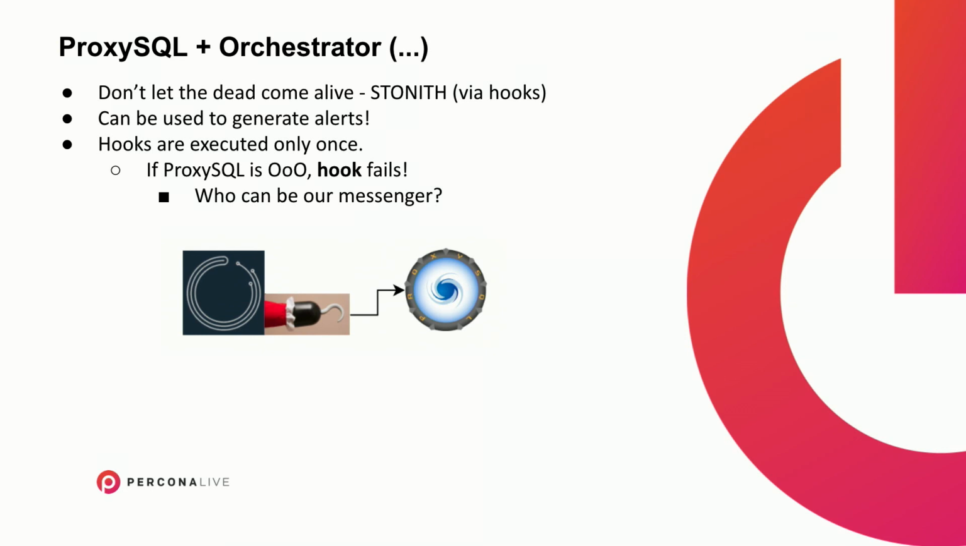But even though we remove the server from ProxySQL, the orchestrator hook gets fired only once. It does not repetitively fire the hooks. So if ProxySQL is not listening at the time when the hook was fired, it is still the same problem: ProxySQL has not got the information that the hook is done. So how do we solve that?